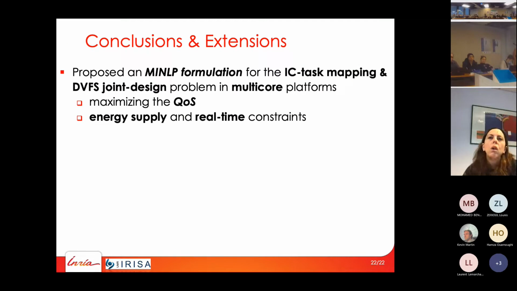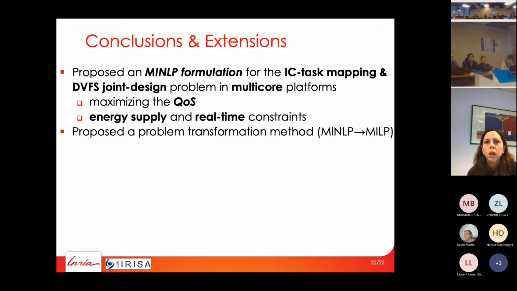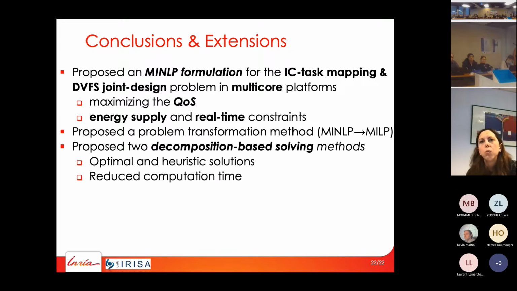So to conclude, we have seen a formulation as a MINLP for the imprecise computation task mapping, taking into account DVFS for multicore platforms. Our goal was to maximize the QoS, and we had two constraints, the energy supply and the real time. We have proposed a transformation to go from MINLP to MILP, and we have applied two decomposition-based methods, the optimal and the heuristic, with which we achieved reduced computation time in the experiments.